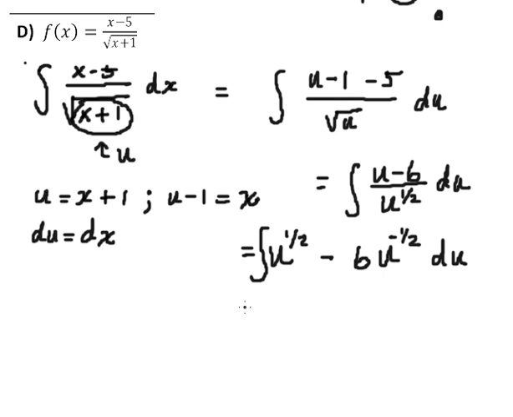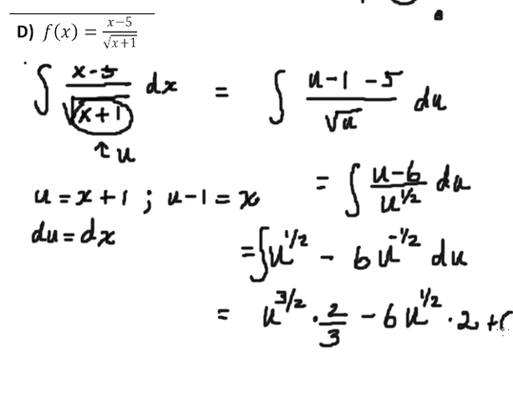Okay, now let's actually do the power rule, do the integration. Add 1 to the exponent, so that's u to the 1/2 plus 2/2, that's u to the 3/2. Divide by 3/2, or multiplication by 2/3. Then we have u to the minus 1/2 plus 1, that's u to the 1/2. Divide by 1/2, or multiplication by 2, plus your constant.